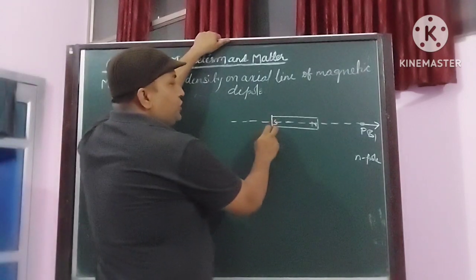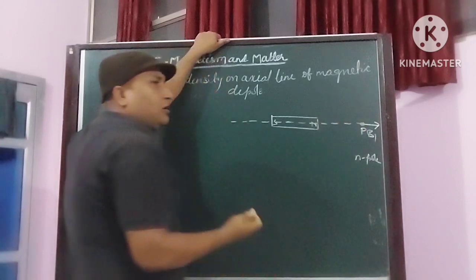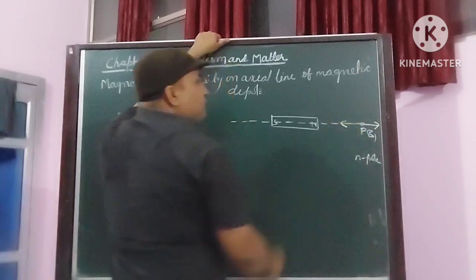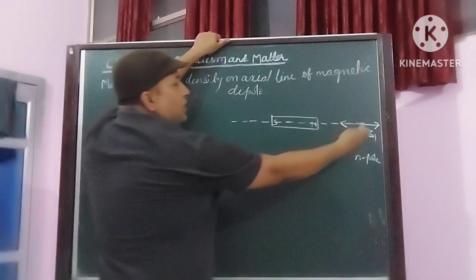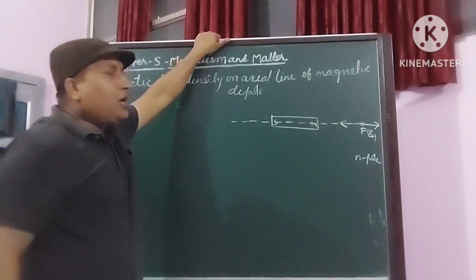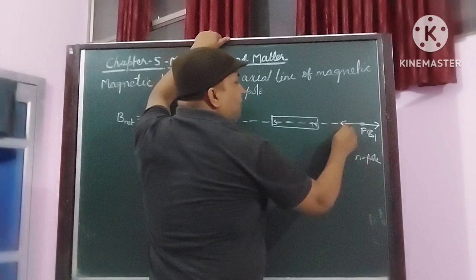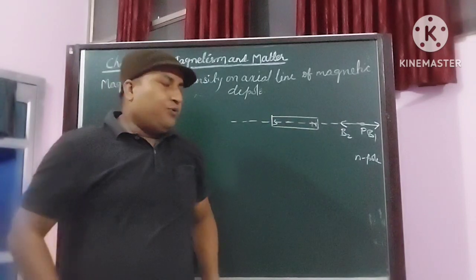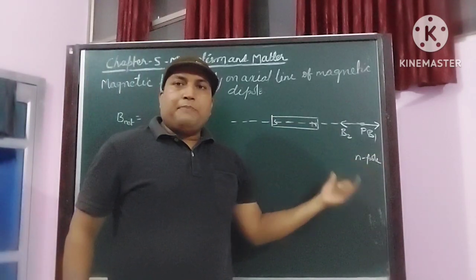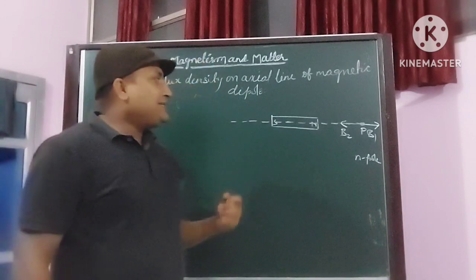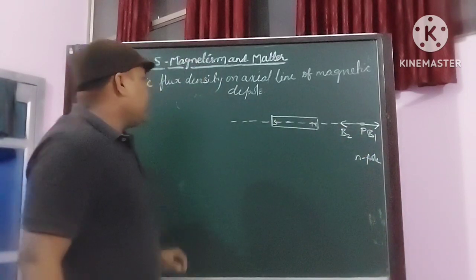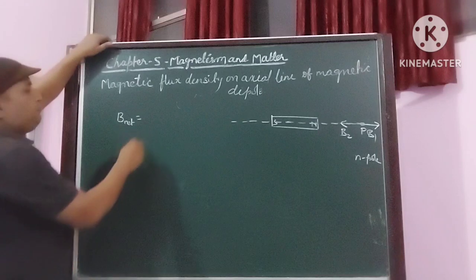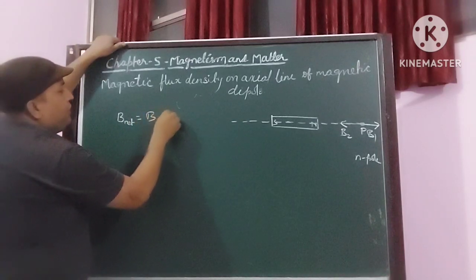Now come to the south pole. Due to this south pole on the north pole at P, attraction will come. The direction is along PS, because it is on the axial line, and the magnetic flux density is B2. Because it is a dipole, B1 and B2 are the same in magnitude but opposite in direction. So the net magnetic flux density is B net equal to B1 minus B2.